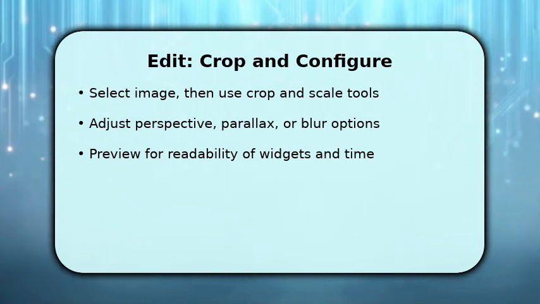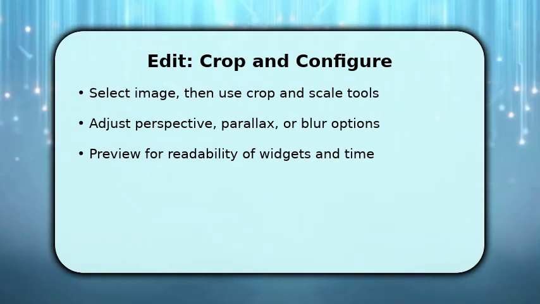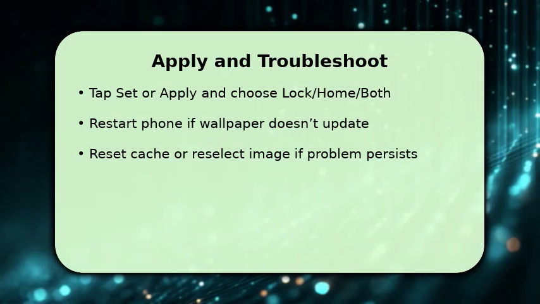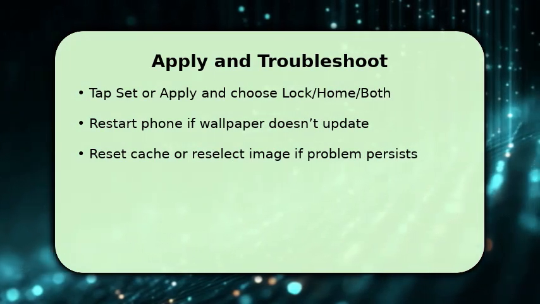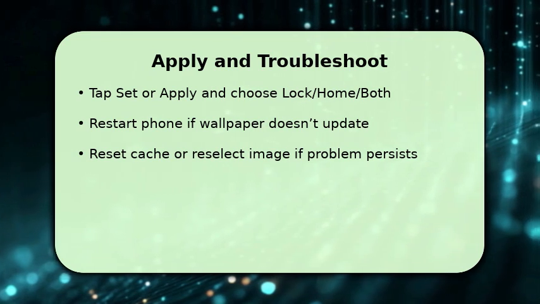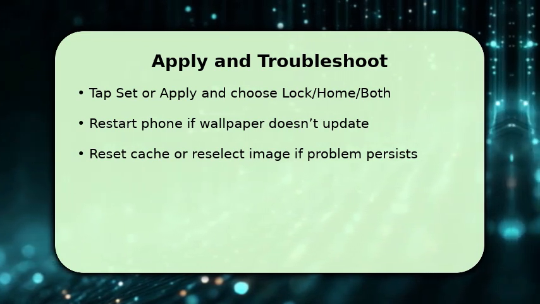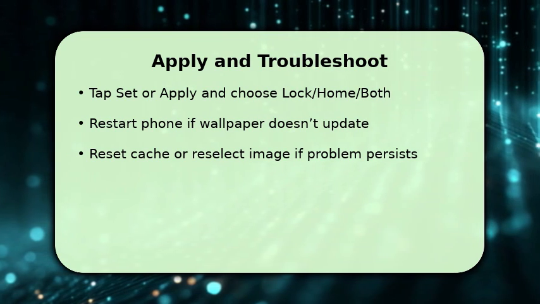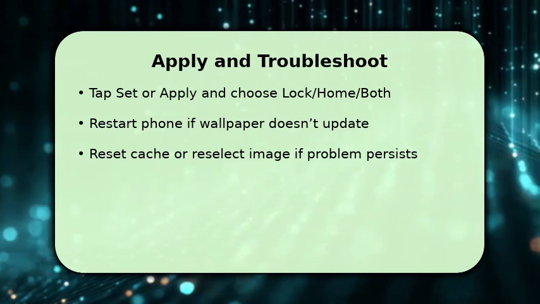When satisfied with composition and settings, move on to Apply. You finish by tapping Set or Apply, then choose whether to assign the image to lock screen, home screen, or both. After applying, lock and unlock the device to confirm the change. Make sure widgets and icons remain readable.